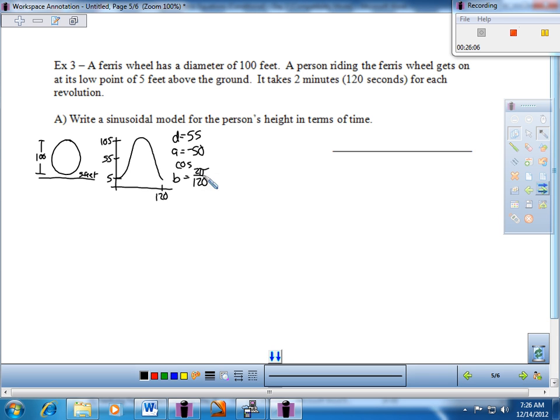Okay, so I think we have enough. That's sort of what I came up with, just kind of thinking out loud with it. And I have h in terms of t. If you want to do y in terms of x, of course that's fine. But I'm seeing this model as a negative 50 cosine, 2 pi over 120. I would go as pi over 60. So pi over 60x, and then plus the 55.